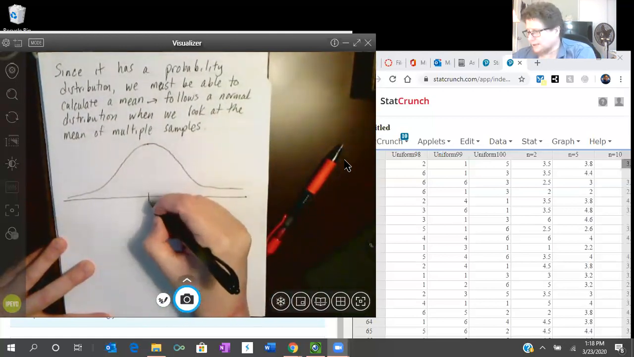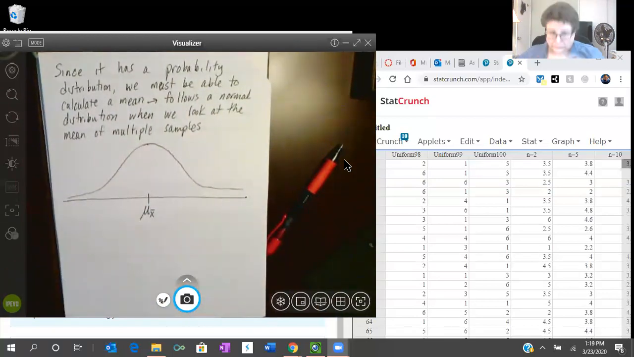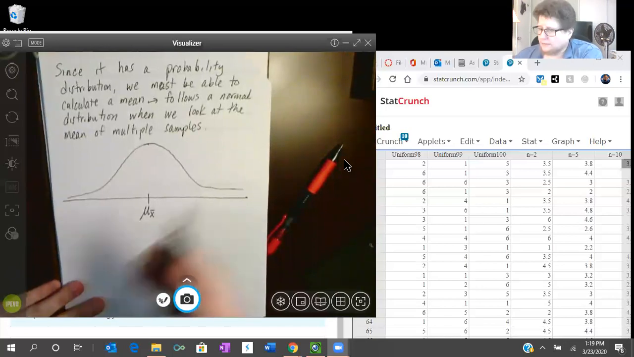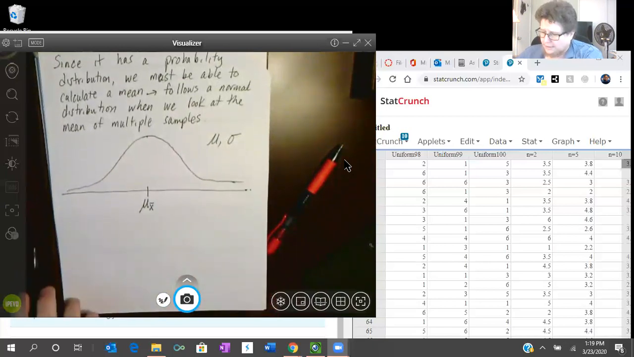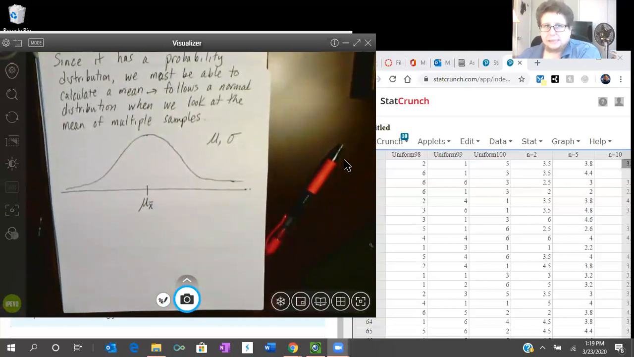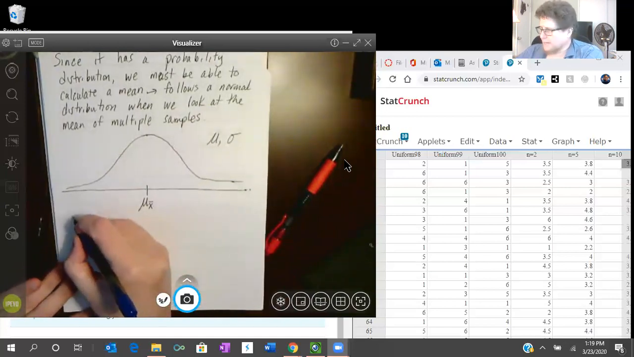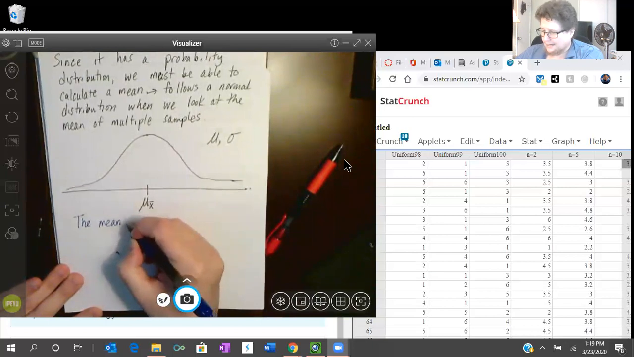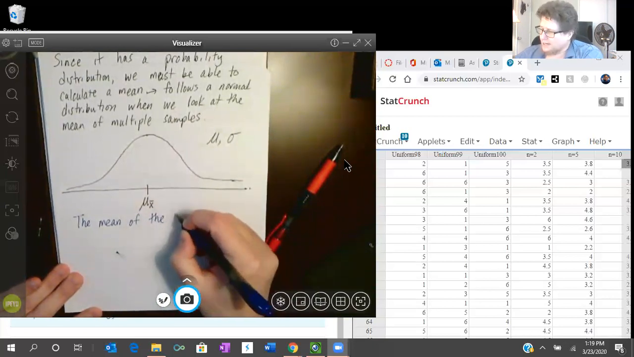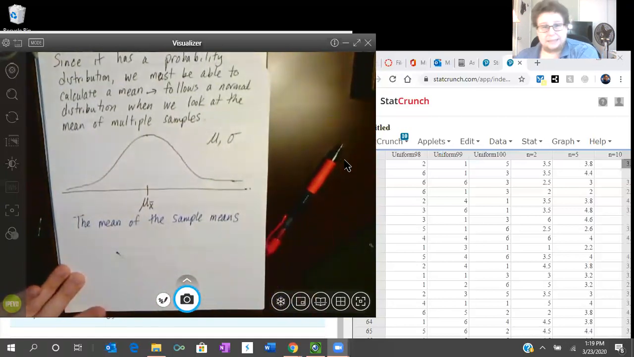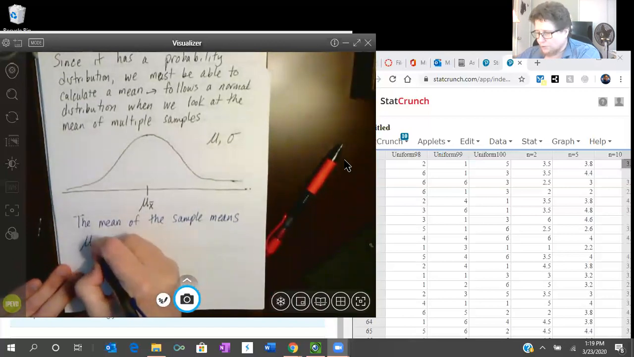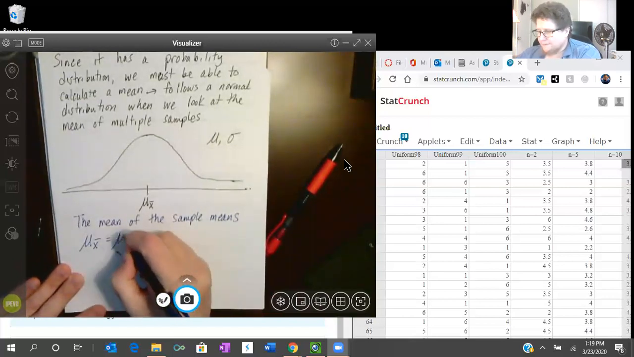We've got mu of x right here. And normal distributions have a mean and a standard deviation. Well, it just so happens to turn out that the mean of the sample means, it's like a dream within a dream. If we take a bunch of samples, find their means, and then take the mean of all those means, the mean of the sample mean, we'll call mu of x, is the same thing as the mean of the overall population.